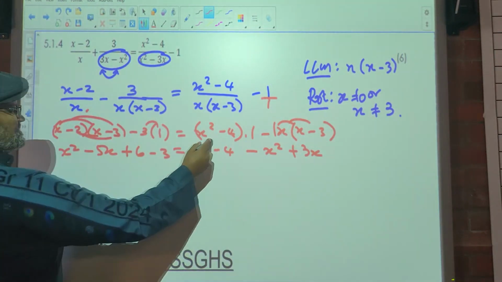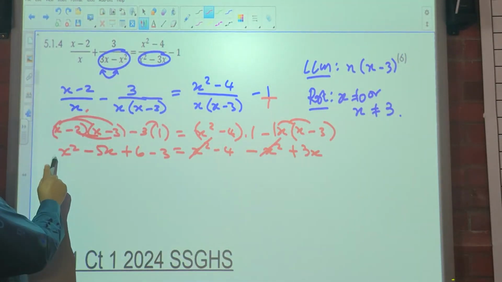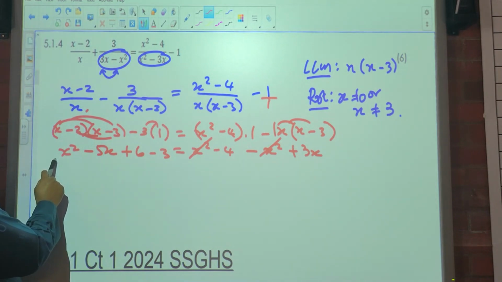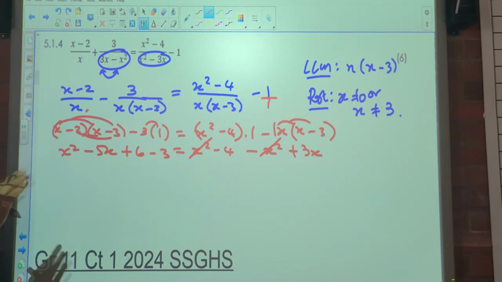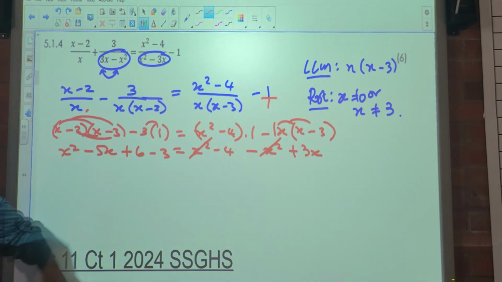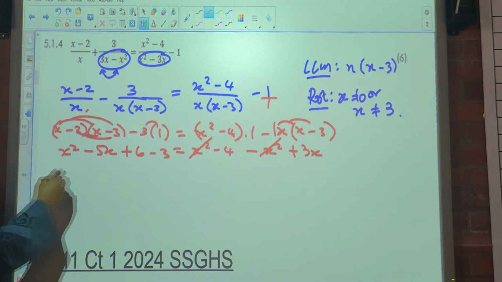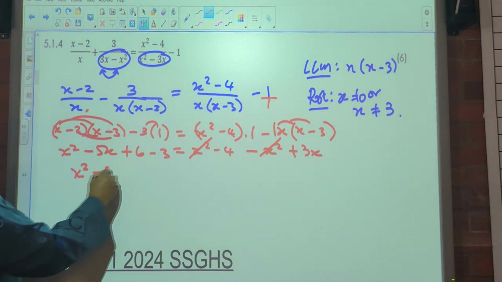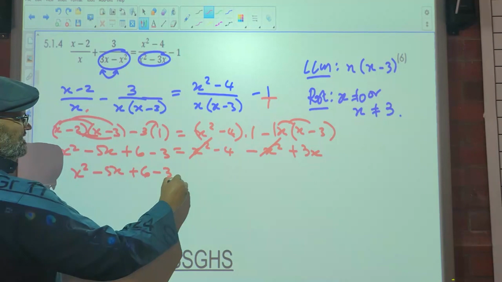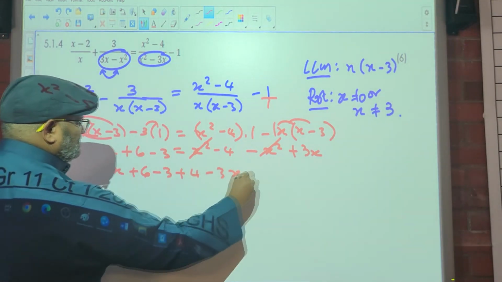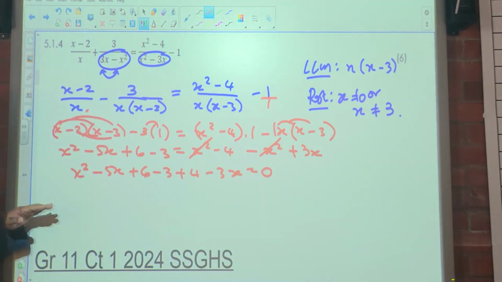People, x is one side, numbers the other side. Not so, because the leading coefficient is 1 here. And it's positive, so I'm going to bring everything to the left. If you had taken everything to the right, no problem, then I would have had negative x squared. You just divide by negative afterwards. So it gives me x squared minus 5x plus 6 minus 3 plus 4 minus 3x is equal to 0. Did I make a mistake?